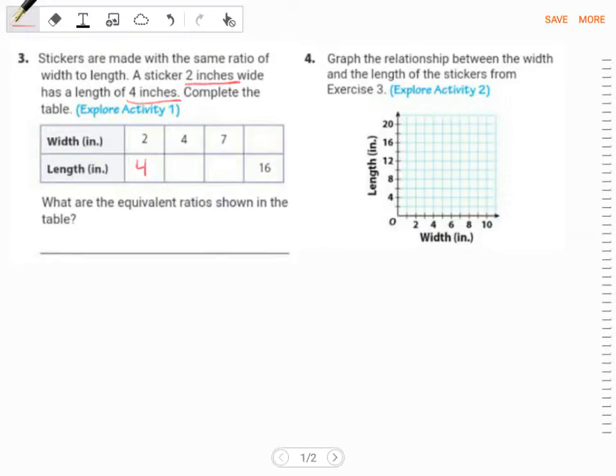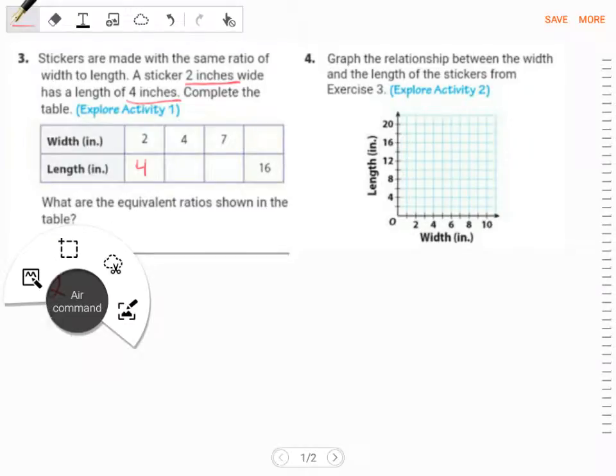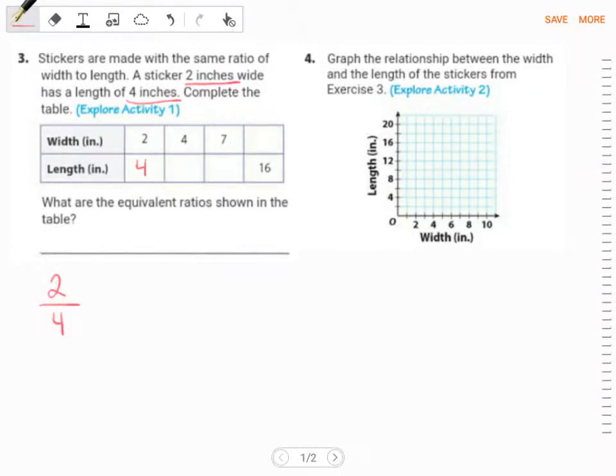For the next one, it will make things a lot easier to transition if I can put this ratio that I already found in simplest form. So I've got the ratio 2 over 4, or 2 to 4. And to put it in simplest form, I'm going to find the biggest number that goes into 2 and 4. And that number is going to be 2. So I'm going to divide both of these by 2 here. And I'm going to find that my simplest form of this ratio is going to be 1 over 2. Now what this is saying is that I have 1 inch in width for every 2 inches in length.